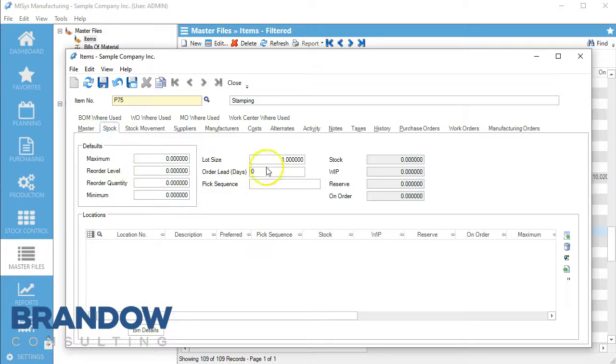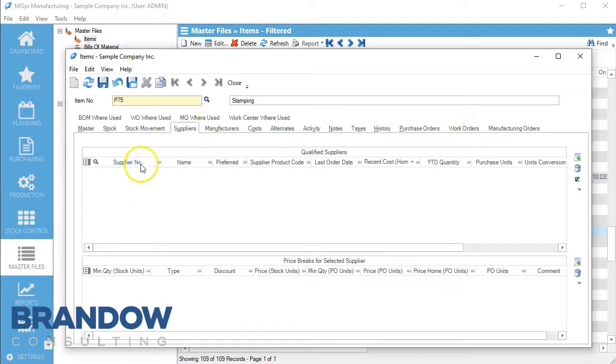So for stock, what we need to pay attention here is lead days. So if it takes a week, and these are calendar days, so we put this in and it's 7 calendar days for us to get this back. And we don't need to worry about location here.